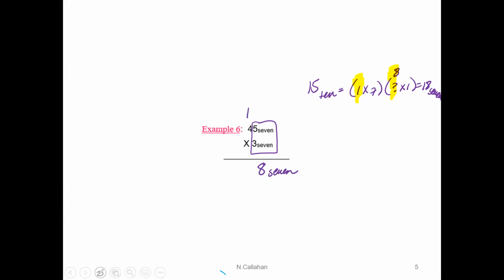Okay? Then after that, let's go ahead and multiply that out. 4 times 3 is 12. That is going to give me a 10, which is going to be 1 times 7. Question mark times 1 is going to give me a 12. So what times 1 gives me a 12 with a 7? That would have to be a 5.